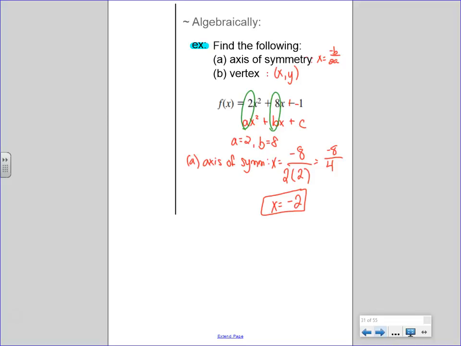We'll see more examples in a second. Alright, hold on. This is what we haven't really done yet: the vertex. We need it to be a point. Does anybody know anything we can plug in right now?